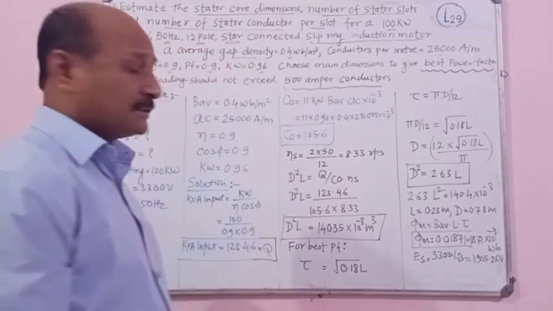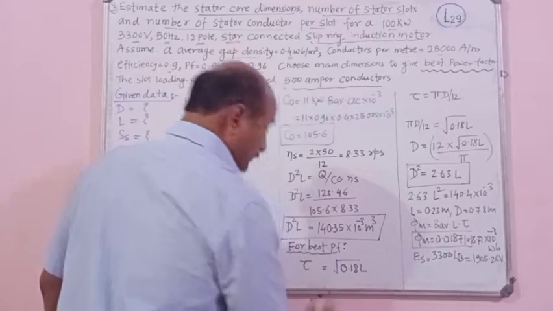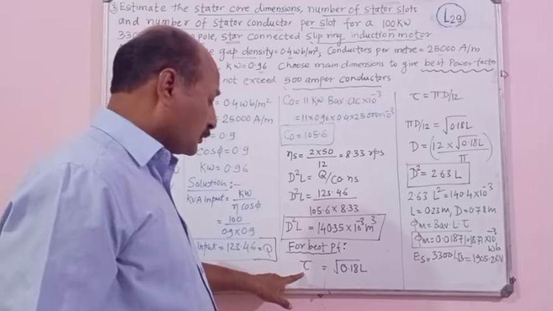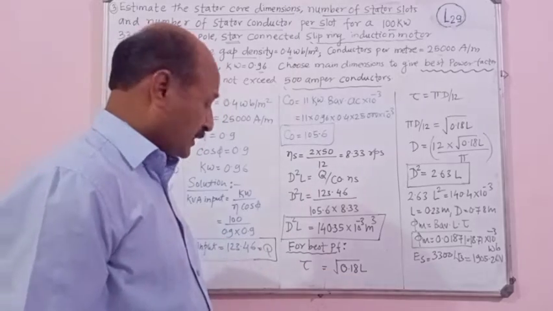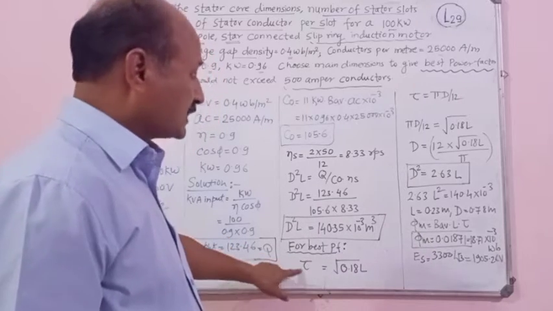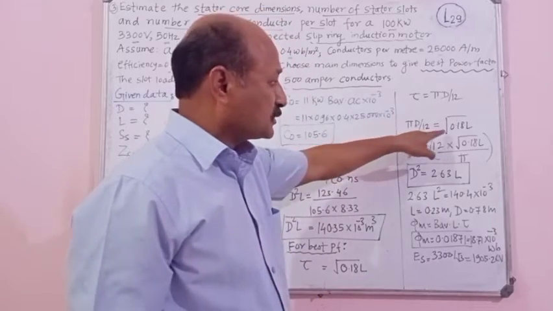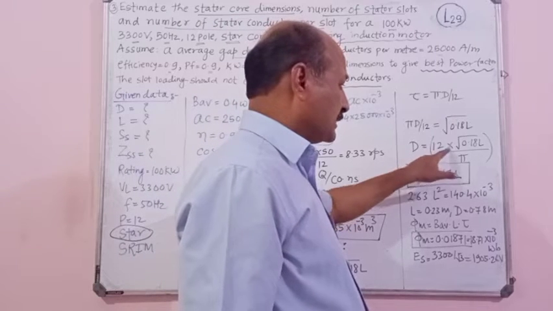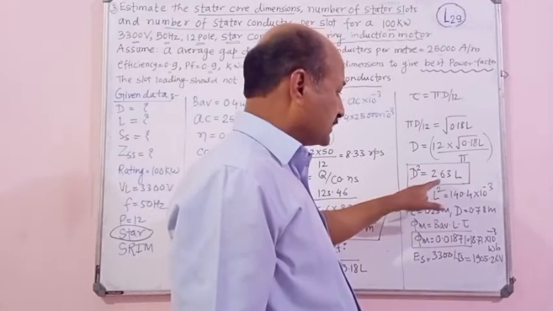So what is our next step? The next step is to choose the value of the constant. The value of tau, for the best power factor, is root over 0.18 L. And what is tau? Tau equals pi D by 12. So pi D by 12 equals root over 0.18 L. In this way you will get D equals 12 multiplied by root over 0.18 L divided by pi. So D square equals 2.63 L.